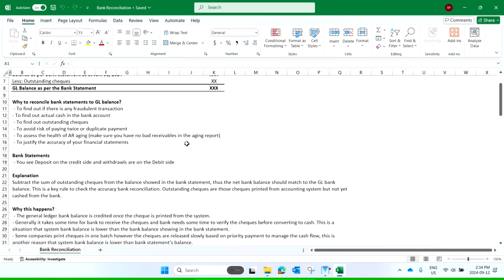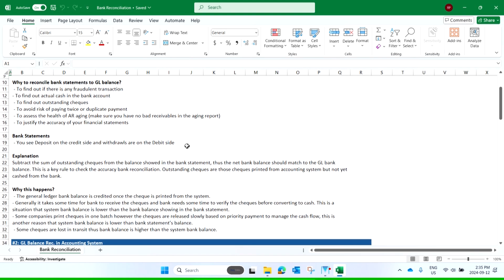And also, to justify the accuracy of the financial statement. If you don't reconcile your bank and then you go to someone and say, oh, I published the financial statement, and you don't even go through the bank reconciliation process, then that's not real. Your financial statements are not real.